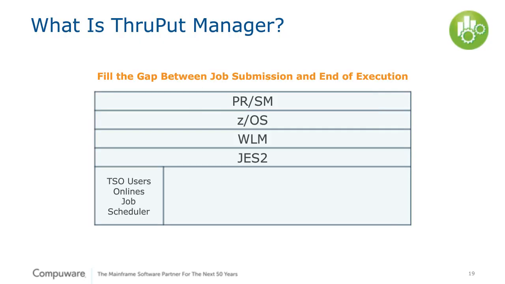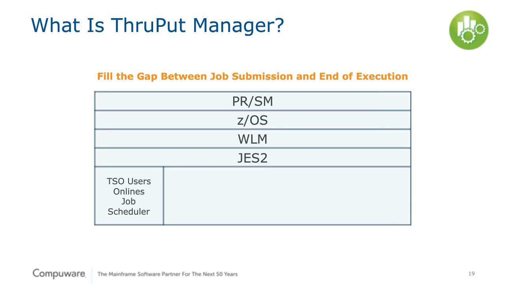Almost everyone has a job scheduler. It knows the date and time the job must be submitted, when it must be finished, and the prerequisites. But then what happens? The job goes on the queue, and it waits for the next open initiator with its job class. There's a large gap in the management of the job.